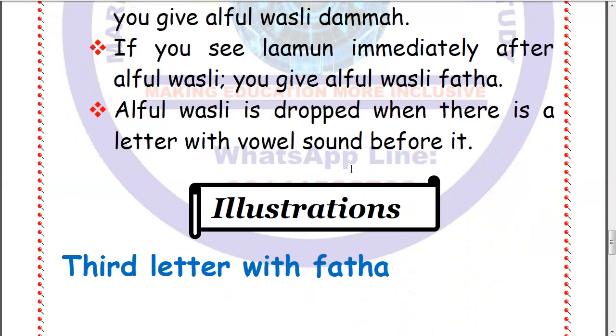Law three: if you see Lam immediately after Alif al-Wasli, you give Alif al-Wasli Fatha. That Lam is telling you to read your Alif al-Wasli with Fatha. Then the last one: Alif al-Wasli is dropped when there is a letter with a vowel sound before it. Meaning, when Alif al-Wasli is preceded by another letter carrying Fatha or any other vowel sound, you drop Alif al-Wasli by joining that letter with the letter after it.